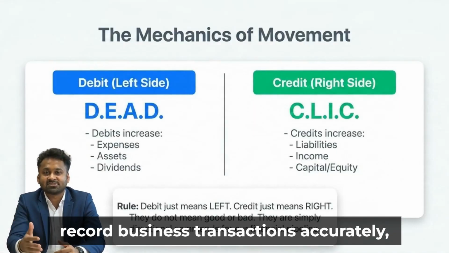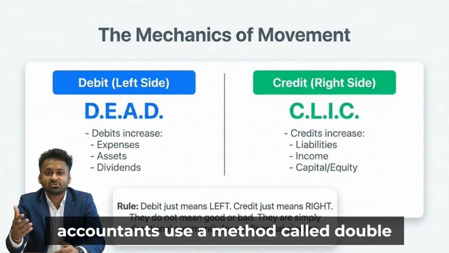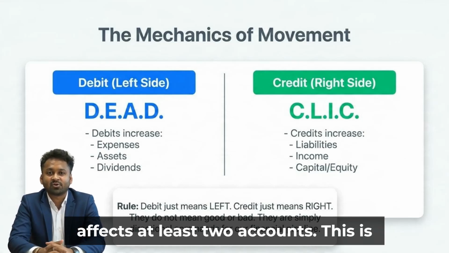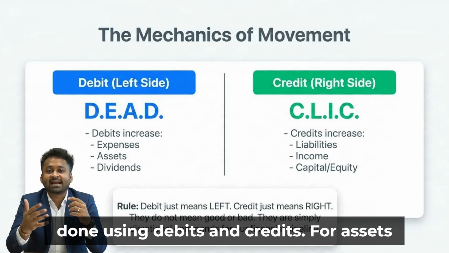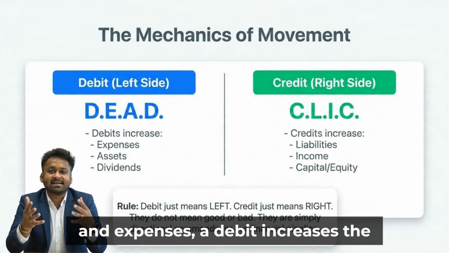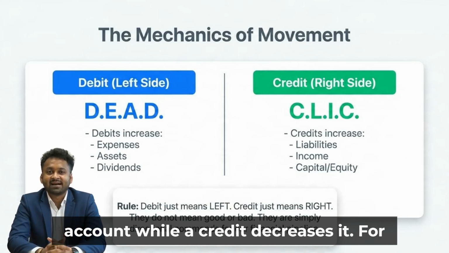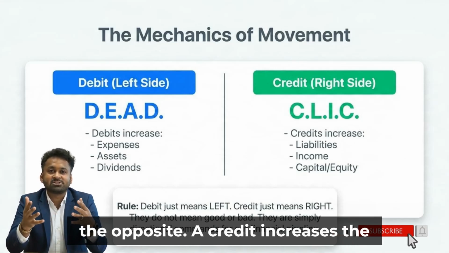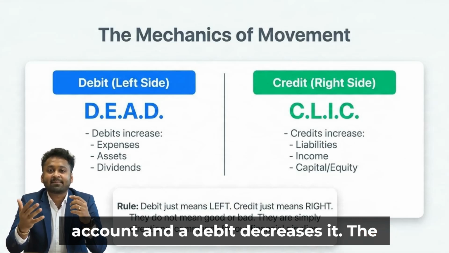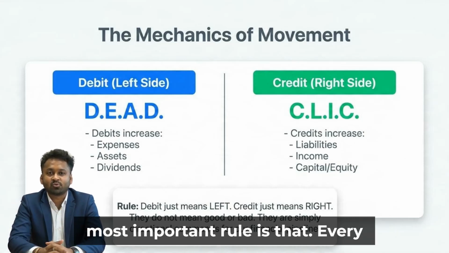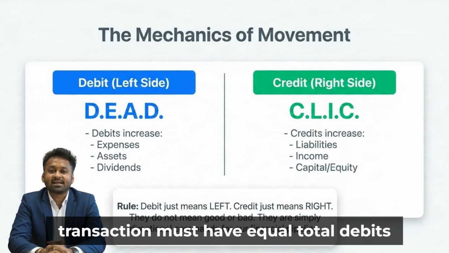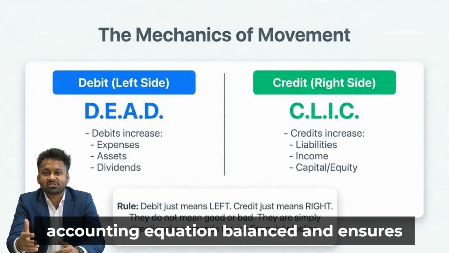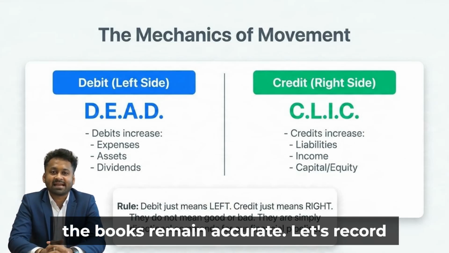To record business transactions accurately, accountants use a method called double entry accounting. Every transaction affects at least 2 accounts. This is done using debits and credits. For assets and expenses, a debit increases the account while a credit decreases it. For liabilities, equity and revenue, it's the opposite. A credit increases the account and a debit decreases it. The most important rule is that every transaction must have equal total debits and total credits. This keeps the accounting equation balanced and ensures the books remain accurate.